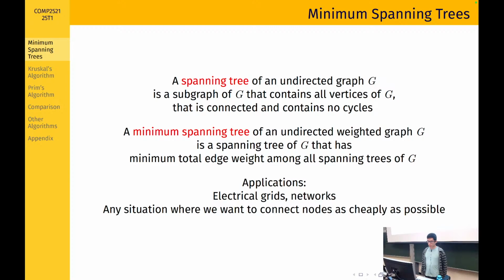We talked about the idea of a spanning tree in the introduction lecture for graphs. A spanning tree of a graph, and we're talking about undirected graphs here, is a subgraph that contains all the vertices of the graph, and it's connected and it doesn't have any cycles. A minimum spanning tree is a spanning tree that has the minimum total edge weight.